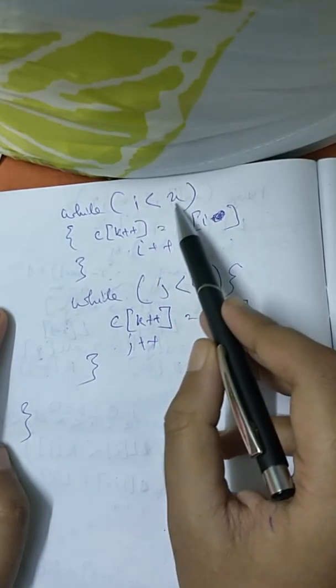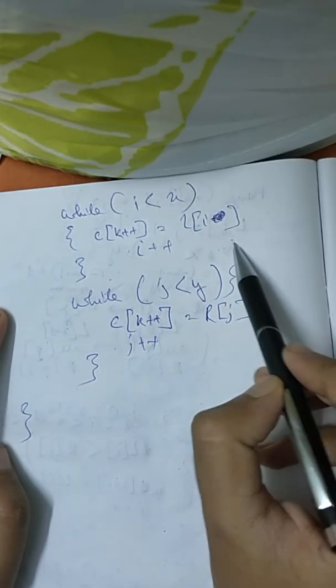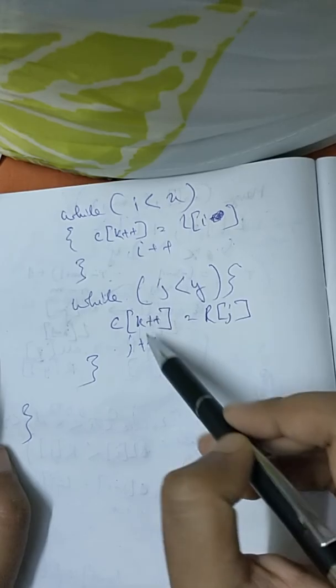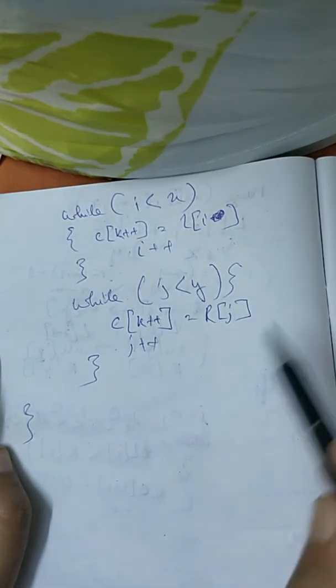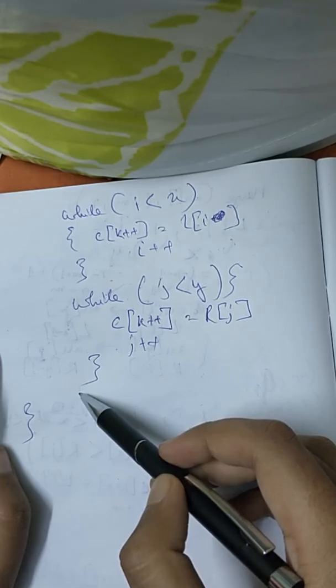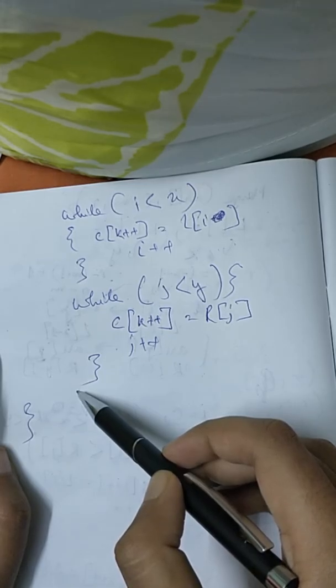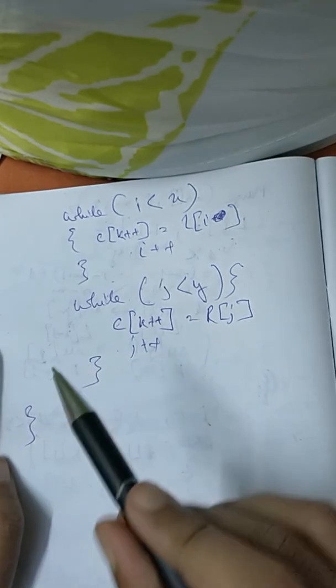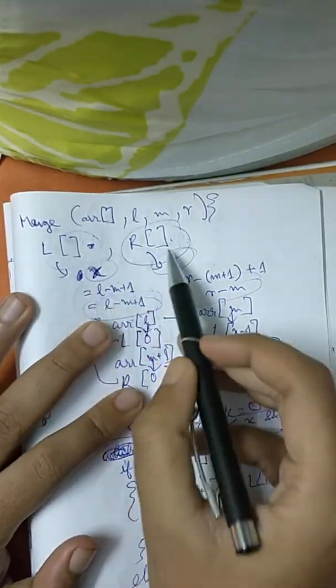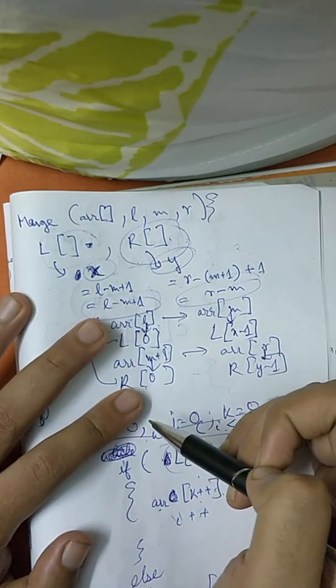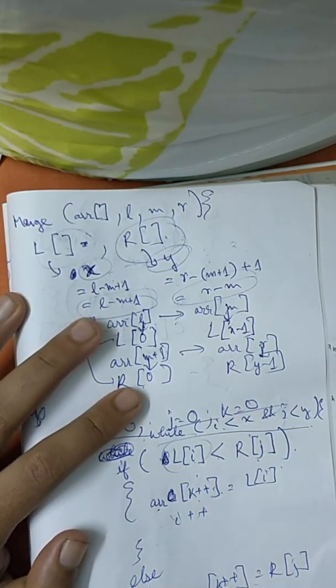Suppose the first array gets over, then we don't enter this while loop because i is not less than x, and vice versa otherwise. The other one executes and copies the remaining part of the other array into ARR, and we actually have the merged array in ARR itself. But we use exactly order n extra space because the size of L and R is x plus y, which is the size of ARR, and that's the order n extra space we use for the merging step.